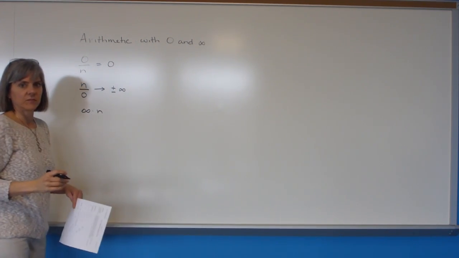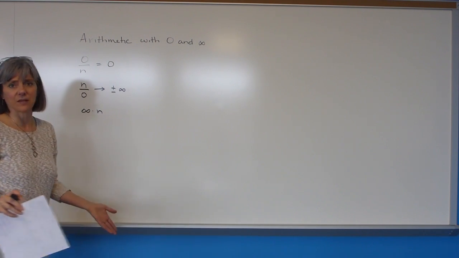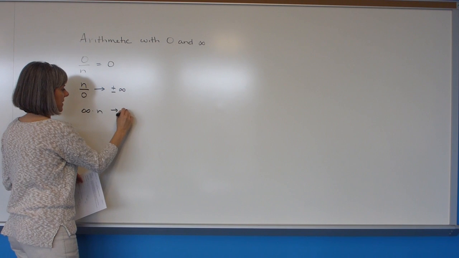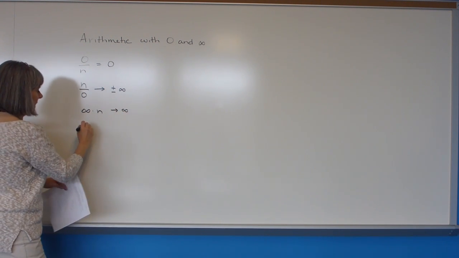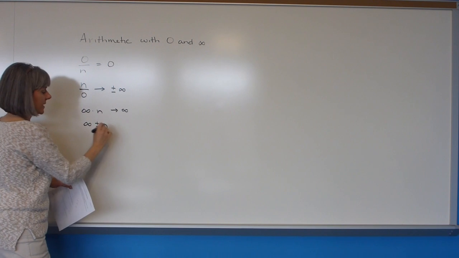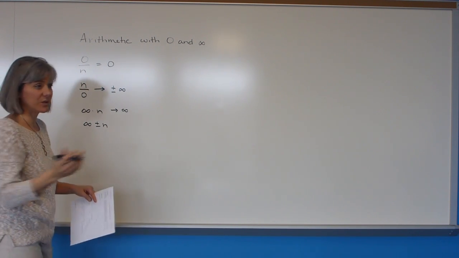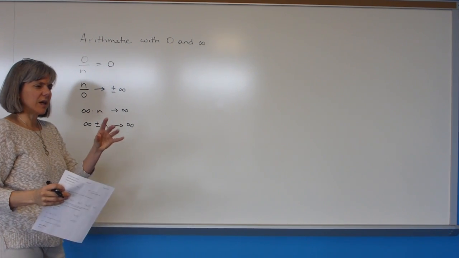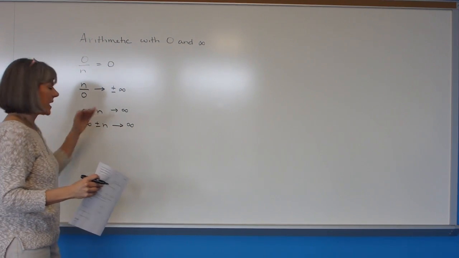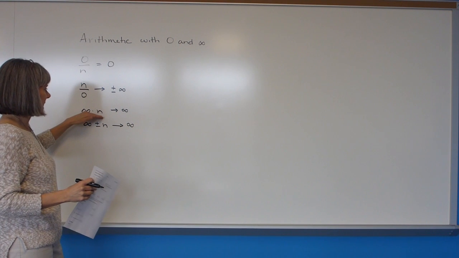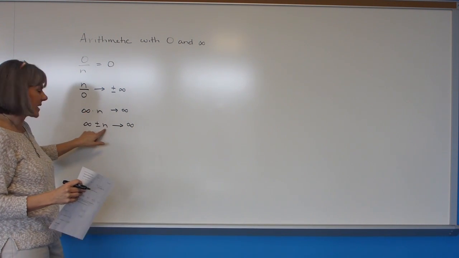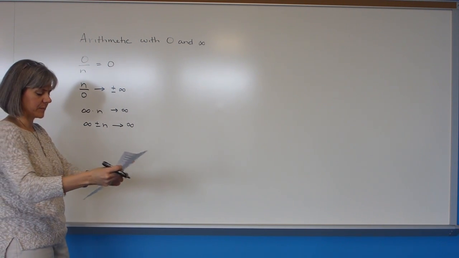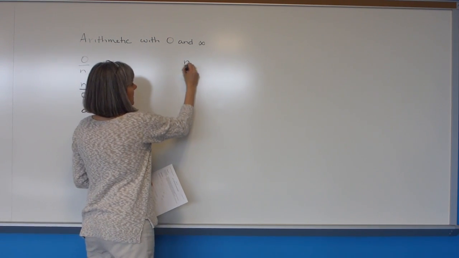Infinity times n. Well, if you're infinity and you make it twice as big, you're still there. So this is actually also infinity. Infinity plus or minus n. If you add or subtract a little bit, you're still way out there. You're still out at infinity. So infinity is this kind of weird moving target. You can't put a number on it, but we know that if we make it bigger, it's still infinity. If we subtract just some constant, just some small numbers, it's still out there at infinity.